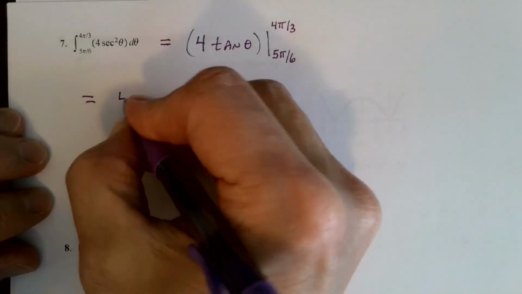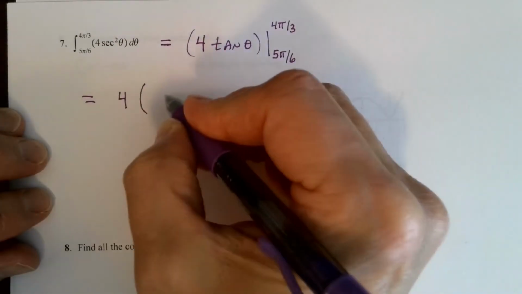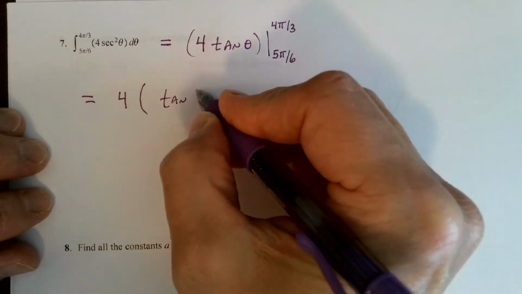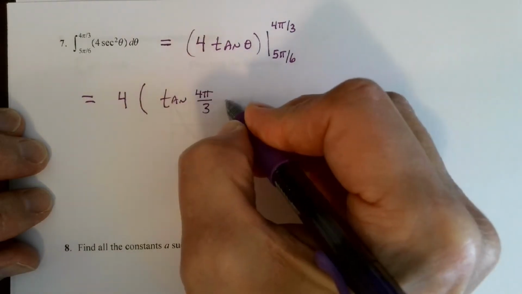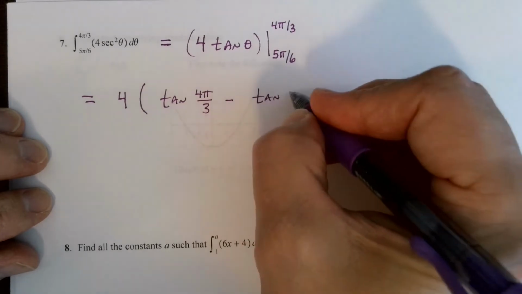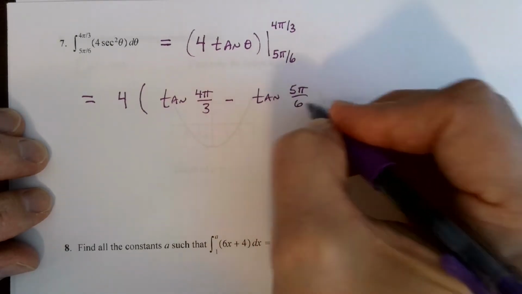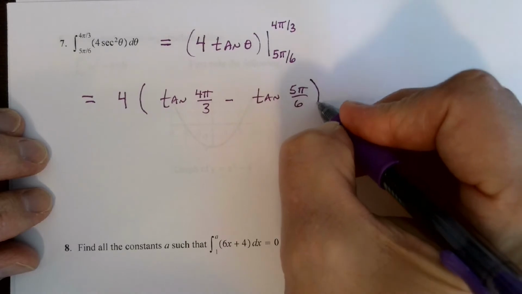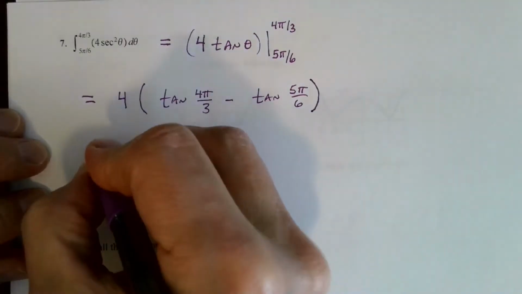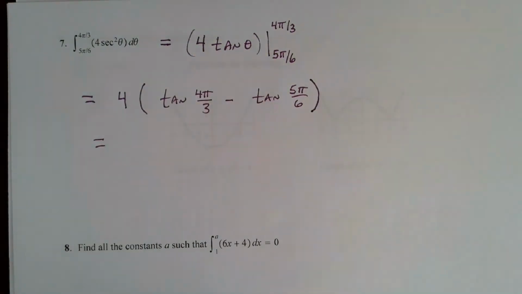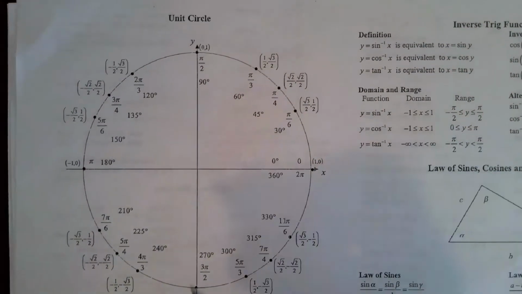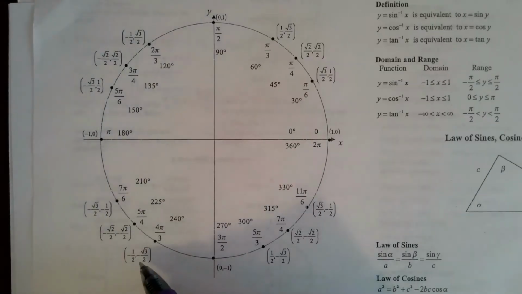So I'm going to factor this 4 out and then just evaluate tangent at 4 pi over 3 and tangent at 5 pi over 6. Now that's where, I was showing you before the unit circle, you'll need to be able to find the tangent, say at 4 pi over 3, right? 4 pi over 3 being down here. Remember, tangent is sine divided by cosine. So this divided by this. Negative square root of 3 divided by 1 is square root of 3.